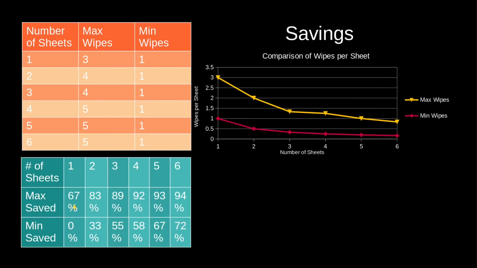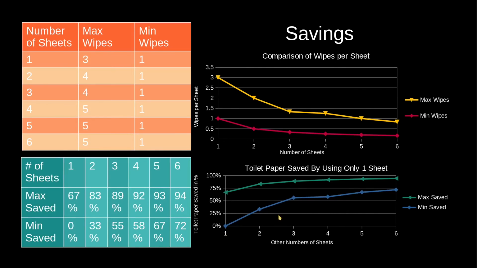So if we're using only one sheet, that's this number up here at the top of the blue chart. If we use one sheet and we switch from the minimum strategy, which is 1 wipe per sheet, to the maximum strategy of 3 wipes per sheet, we will be saving 67% of toilet paper. And we have a graph over here showing the results of this percentage savings. So toilet paper saved by using only one sheet.